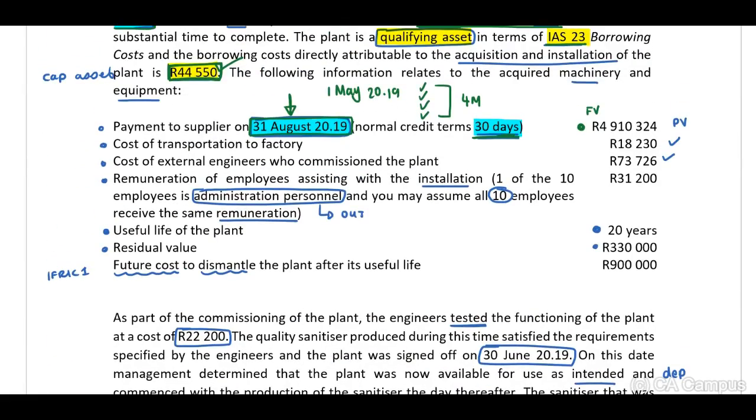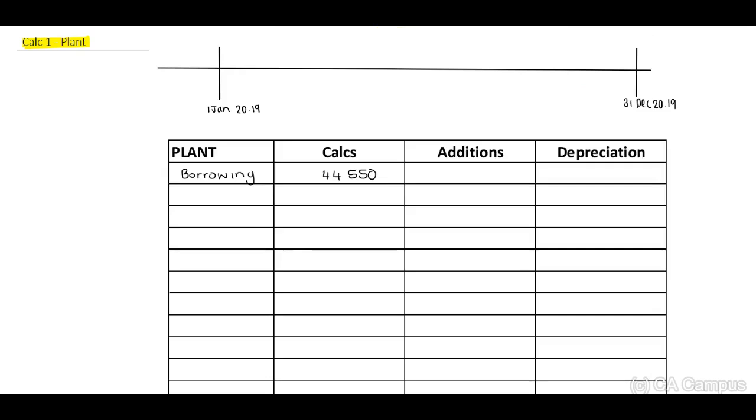In our calculation 1, I will include a smaller calculation and I will indicate that this is the actual price that we had to pay. I will include that I know my future value will be this 4910,324. My period will be for 4 months. My rate should be the 10% divided by 4. Therefore, this will be 0.83%. Therefore, my present value will be an amount of 4,750,000. Right.